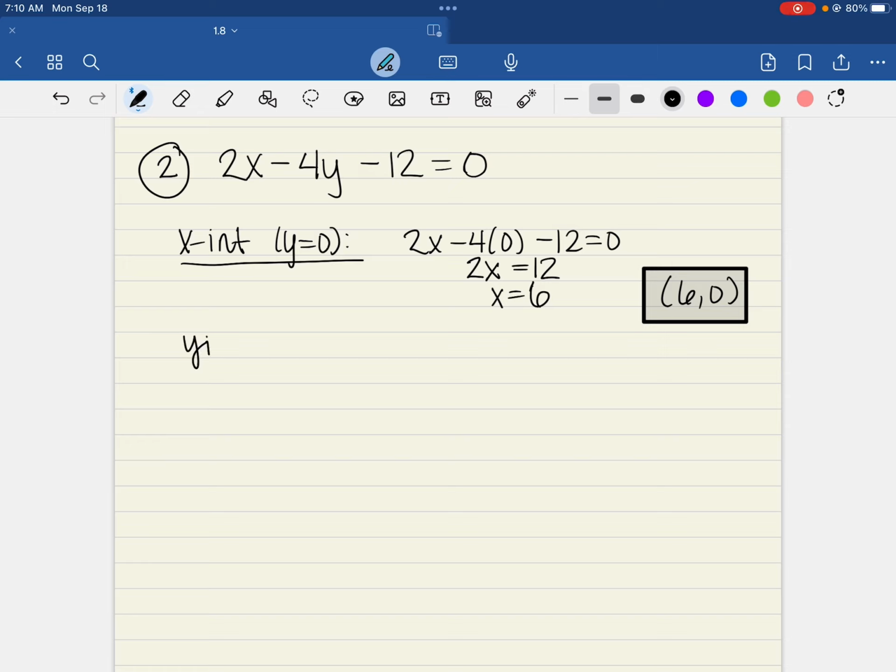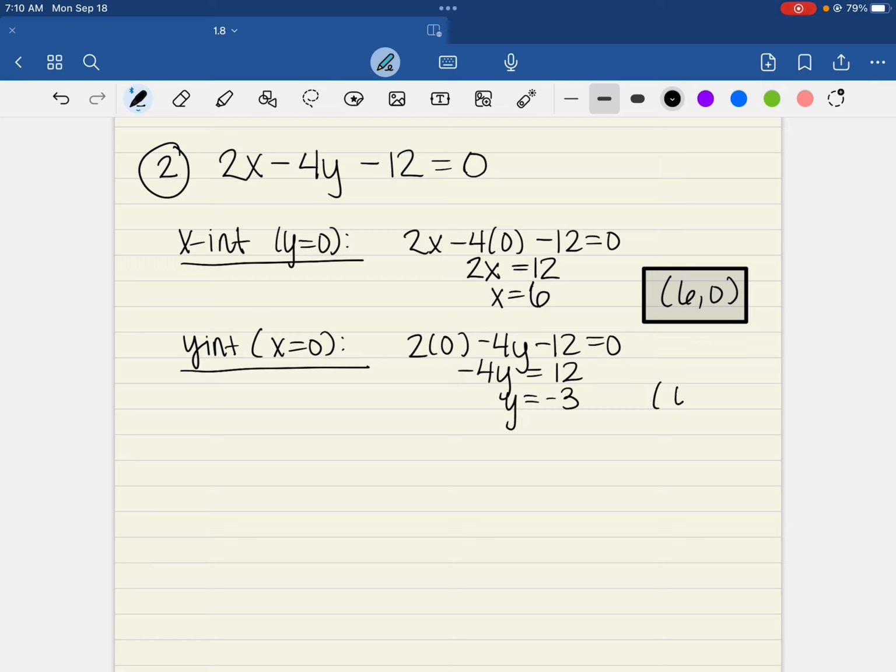Then for my y-intercept, where x equals 0, 2 times 0 minus 4y minus 12 equals 0. Similar concept. I'm going to move that 12 over in my second step, and we get y equals negative 3. Okay, so your setup and answer should look like this at minimum. If you have a little bit more of your algebraic work written down, that's fine, but at minimum, this is what it should look like for your algebraic work.